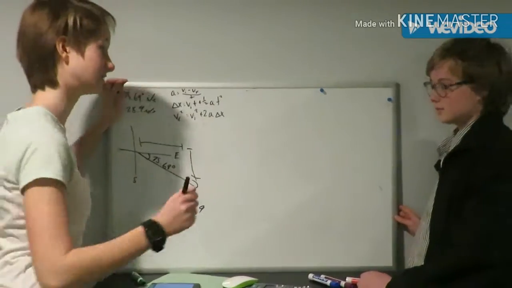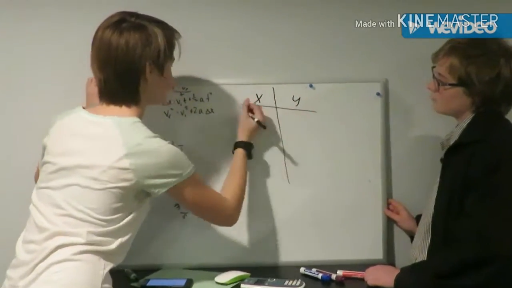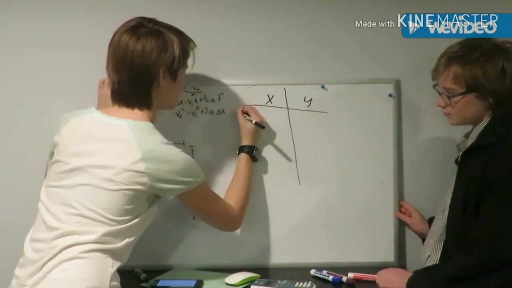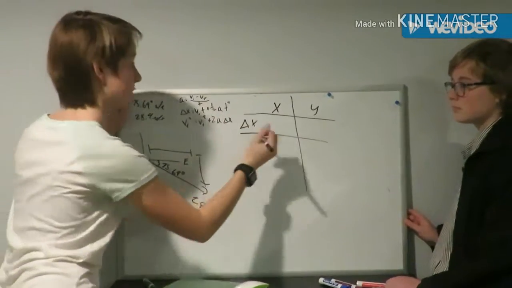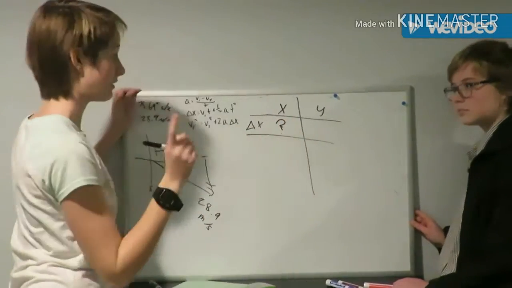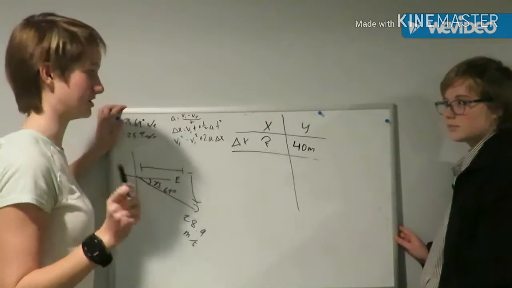Make a list of variables. This is a variable chart. It's going to list everything we know and everything we don't know. For the displacement, which is symbolized as a delta and then an x, we know that we don't know the x, and this is what we are trying to figure out. However, we do know that the vertical displacement was 40 meters, because each of the buildings were 40 meters tall.